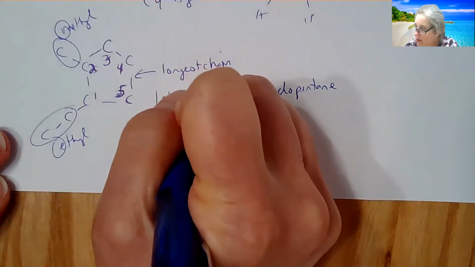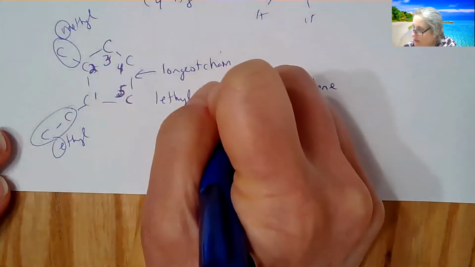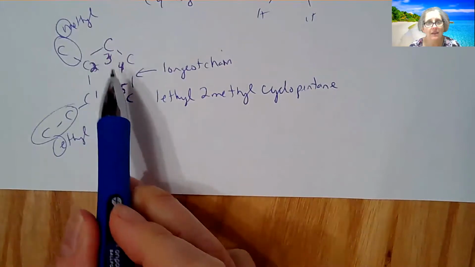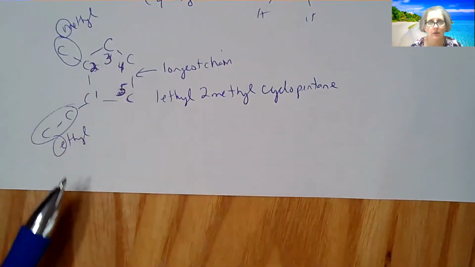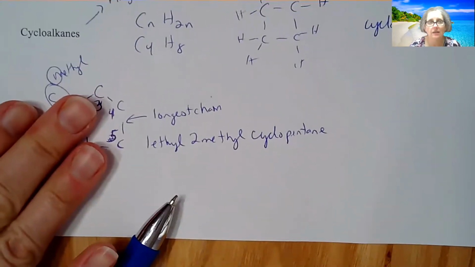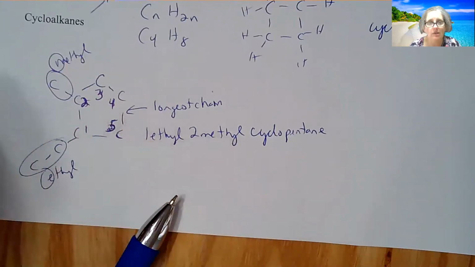So this is going to be called 1-ethyl, which was not under dispute, but then I'm going to call it a 2-methyl, because that is the best way to number this system. So again, the good news with the cyclos is the cyclo is always going to be the longest chain. The tricky part is going to be the numbering system for the branches.